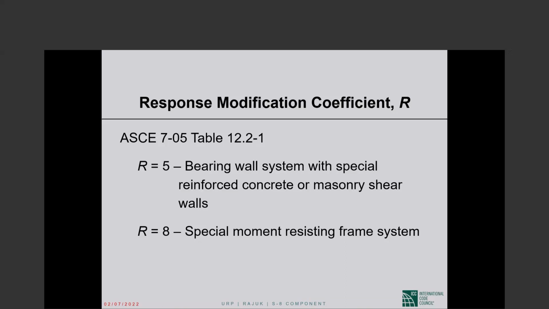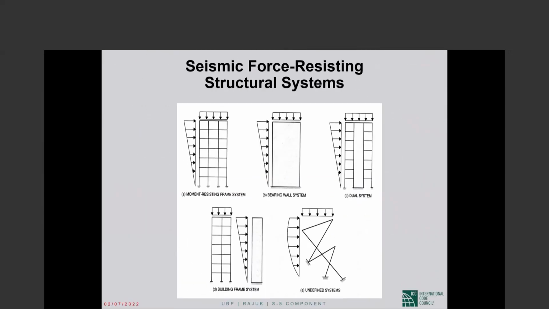Is the system more comparable to moment frames than a masonry bearing wall system? Is it less deformable than a masonry bearing wall system, and so forth? So those are benchmark values.